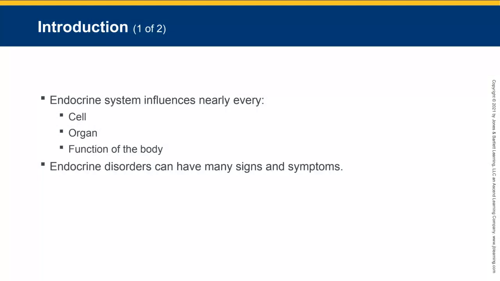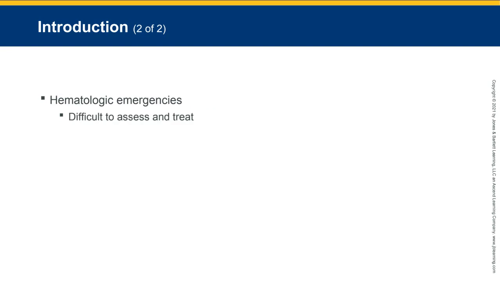Introduction. The endocrine system influences nearly every cell, organ, and function of the body. Endocrine disorders can have many signs and symptoms. Hematologic emergencies are difficult to assess and treat, and this would be bleeding disorders.